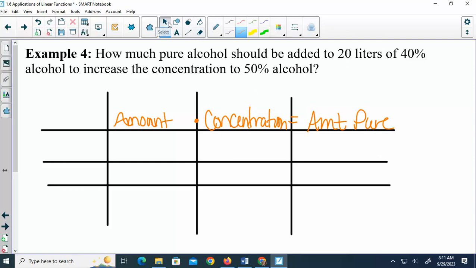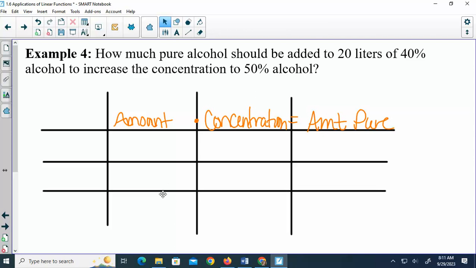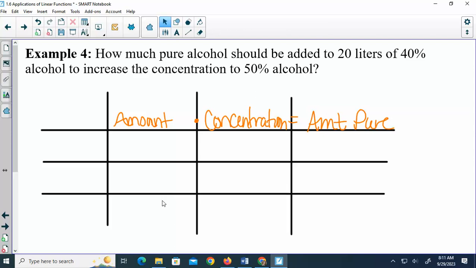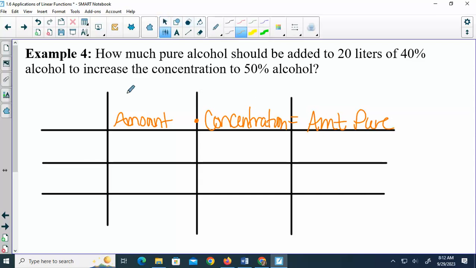My rows of this table are going to be the things that I'm mixing together. And I'm not real picky about these labels as long as you can figure out what they are. So you can call them as generic as you want. You could call it the first thing, the second thing, and the total. You can use the percents as your labels here. It doesn't really matter to me. We need some kind of label on that row.